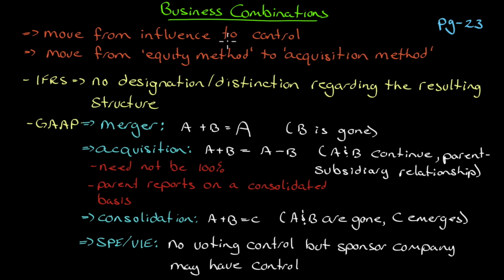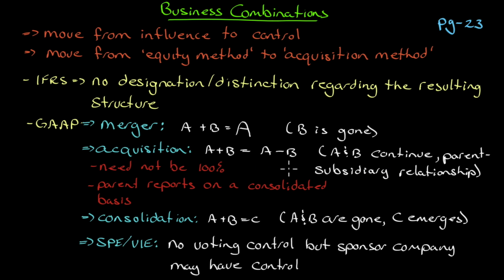For a business combination, IFRS has no designation or distinction regarding what they call the final entity. GAAP still maintains certain names: a merger, acquisition, consolidation, or an SPE or VIE, a special purpose entity, a variable interest entity. We'll visit that right at the very end. A merger is basically A plus B is just a bigger A. B is gone, A continues to exist. Acquisition is A plus B equals A and B. A and B continue, and you have a parent-subsidiary relationship.